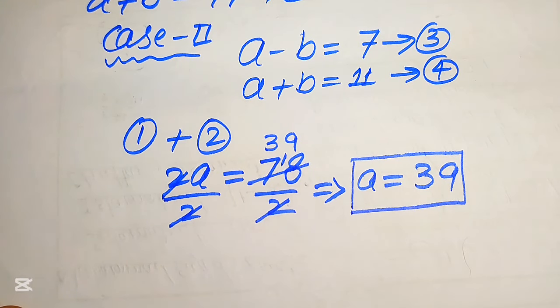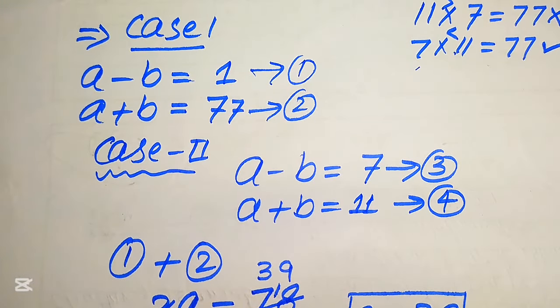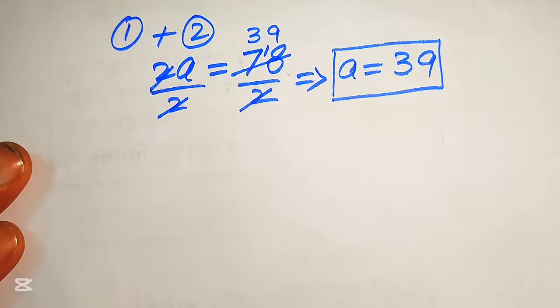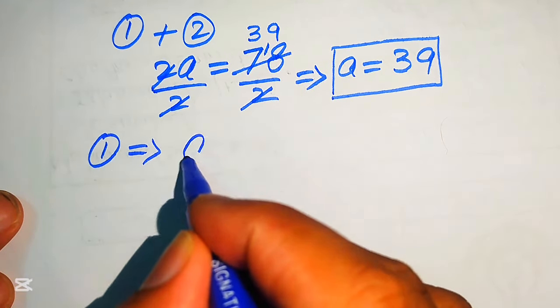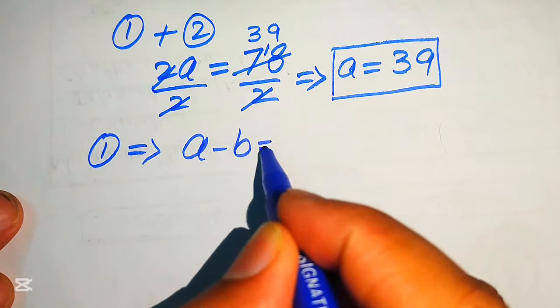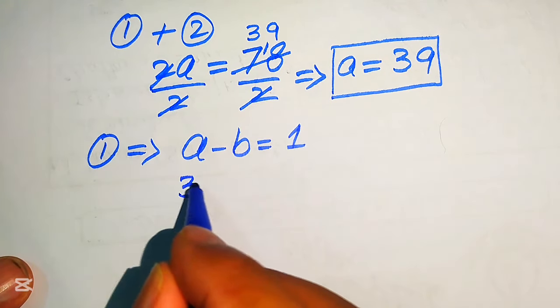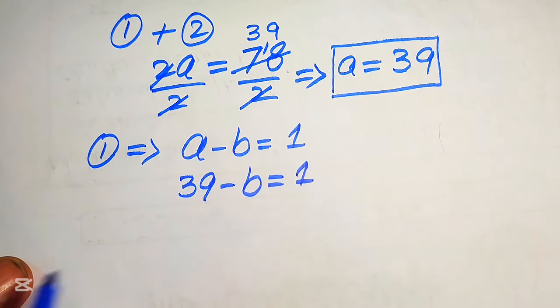So this is the first value of a, and now we need to put this value of a in equation number 1. So this is our equation number 1. We copy it down here: a minus b equals 1, and we put this value here, it becomes 39 minus b equals 1.